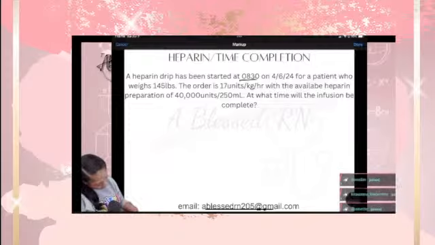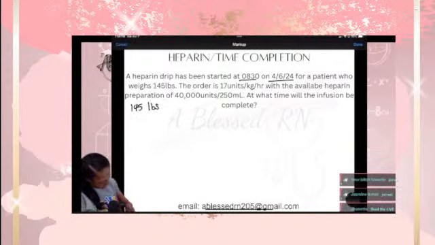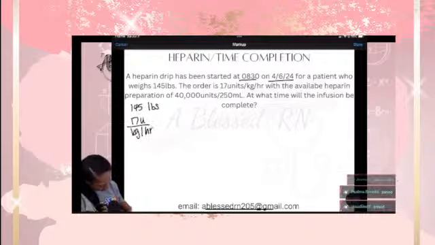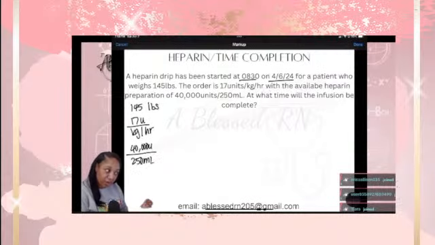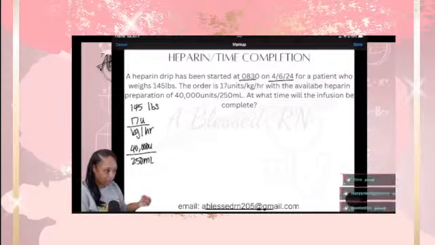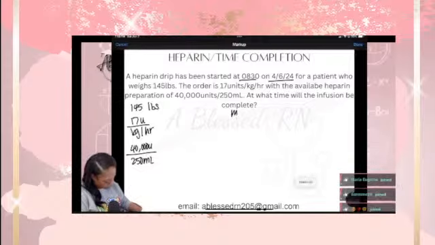So what do we have here? It started at this time and on this date. We've got our patient's weight, which is 145 pounds, and it's going at 17 units per kg per hour, and the medicine itself is 40,000 units of heparin in a 250 ml bag. So we're going to do it the same way we did the other one and find the rate. We got to see how fast, milliliter per hour, is this going. So milliliter per hour is our goal.